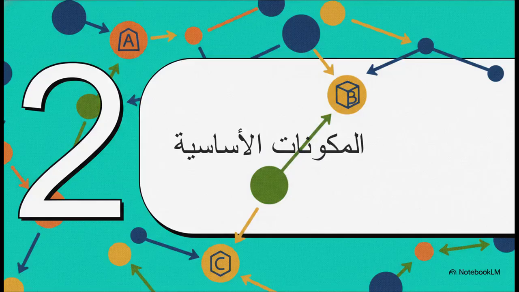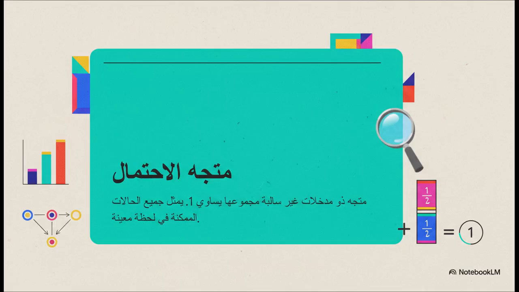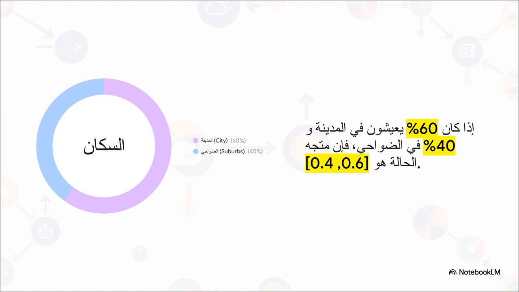Okay, so to really get how these chains work, we need to break them down into their core components. There are basically three key pieces that work together to make the whole thing tick. First up, we have the probability vector. Think of this as a snapshot of the system at a specific moment in time. It's got two simple rules. All its values have to be non-negative, and, most importantly, they all have to add up to exactly 1, representing 100% of all possibilities.